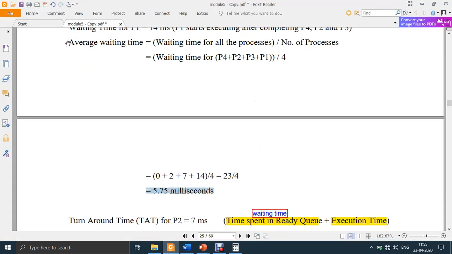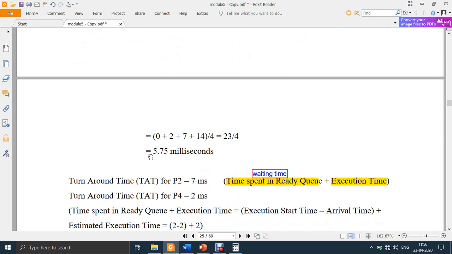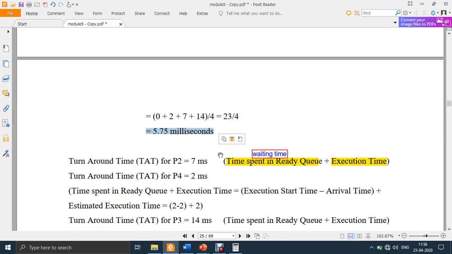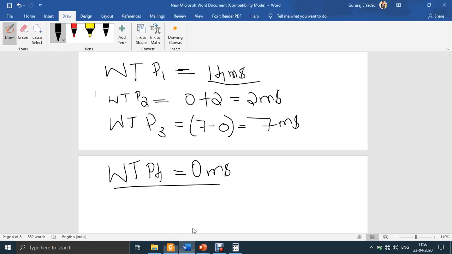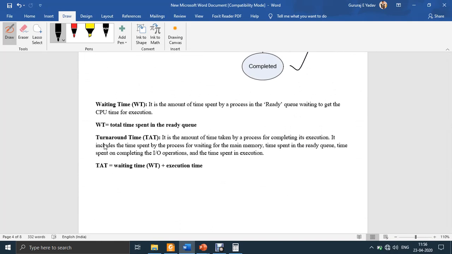So this is the average waiting time, very important. This is how we got the waiting time. What about TAT, turnaround time? What is the definition for TAT? I'll go back to this. The turnaround time definition is the amount of time taken by a process for completing its execution, the total time taken by it for completing its execution.